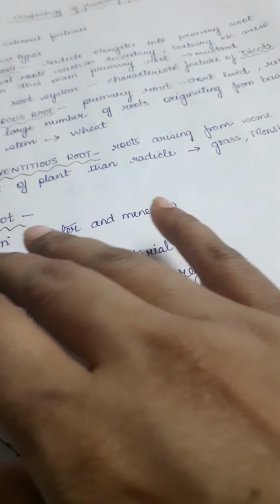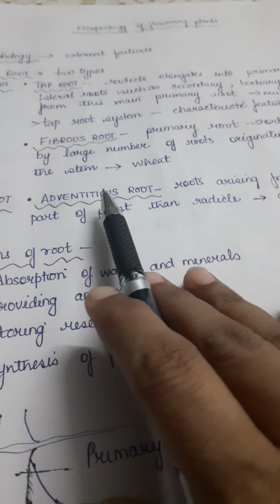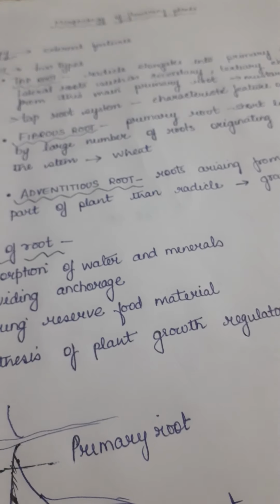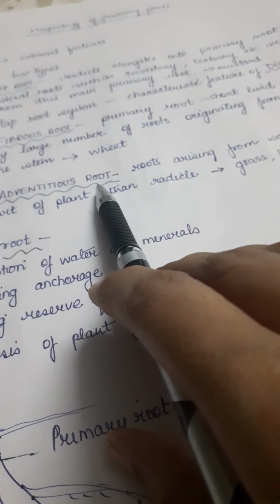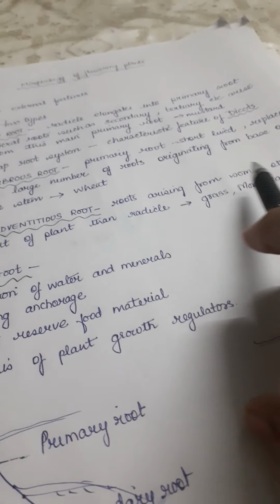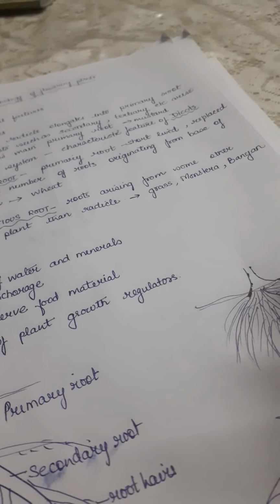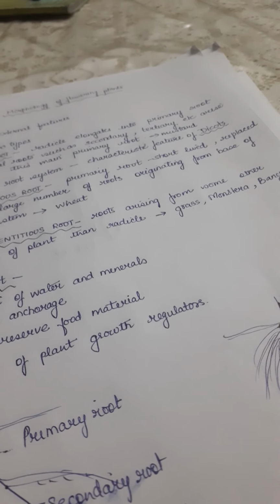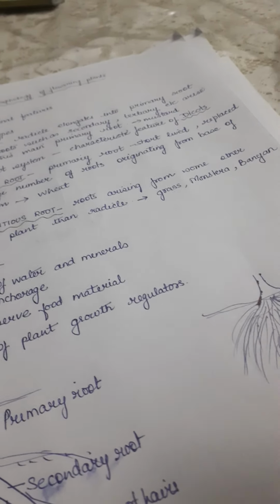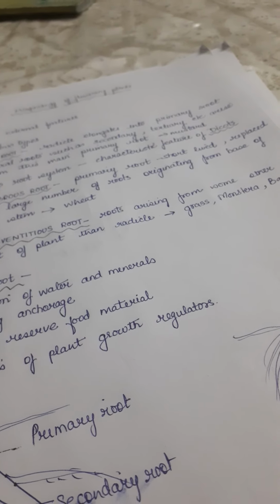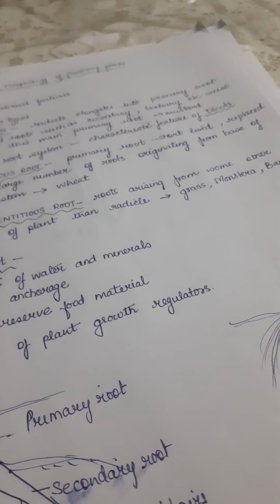Now you have false root. False root, as I have already told you, coming out from any other part than the radical, are called adventitious roots. Here the root arises from any part other than the radical. You will have grass, you have monstera, banyan. Banyan tree, of course, has its usual taproot also, the one that is going down. But you have seen the hanging roots also out of the banyan tree from the branches. Those are the adventitious roots.